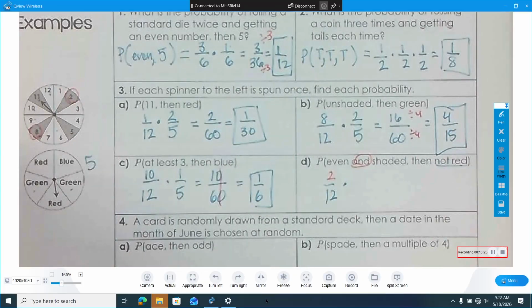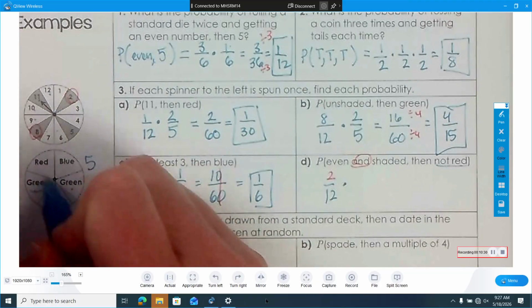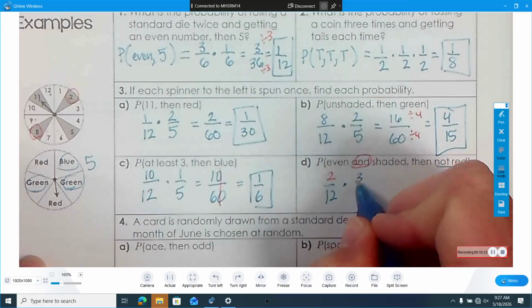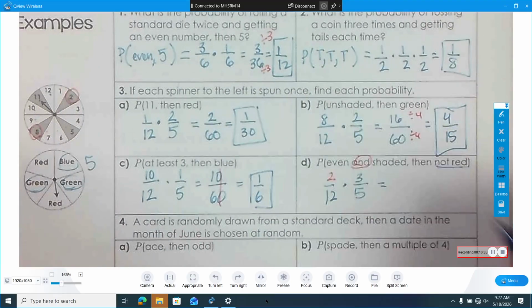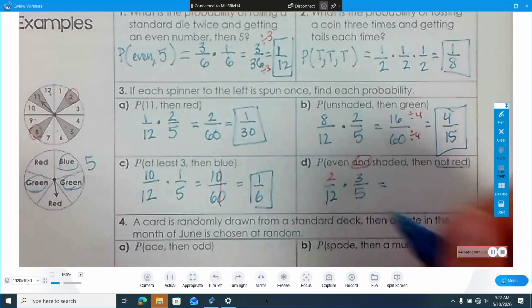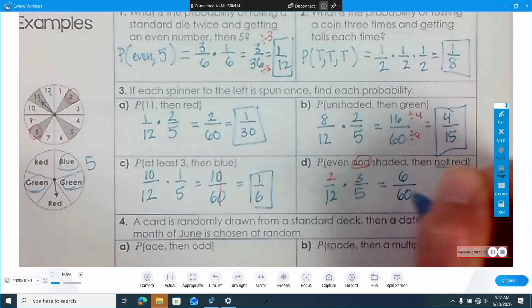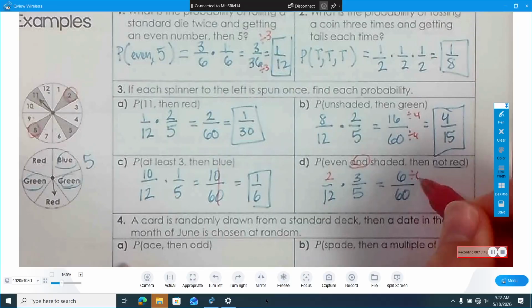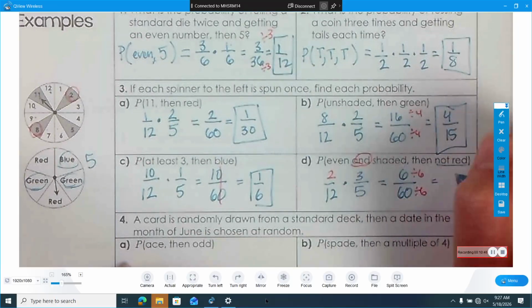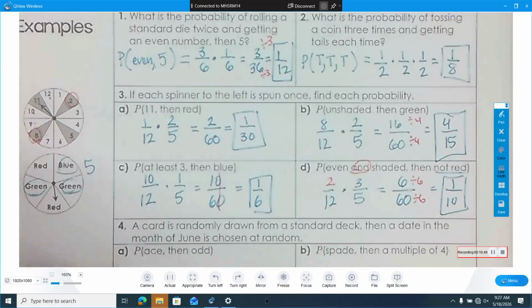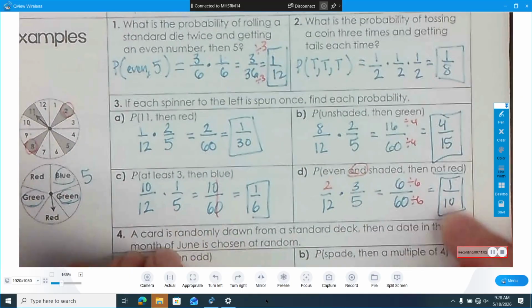Then not red. How many not reds are there? 3. There's a green, and a blue. So that'd be 3 winners out of 5. And when we multiply straight across, that's going to be 6 out of 60, which of course I can divide top and bottom by 6. So I'm going to get 1 out of 10. Okay, any questions on those? Okay, so compound events, that just means that there's more than one event. These were all independent. Let's turn the page.